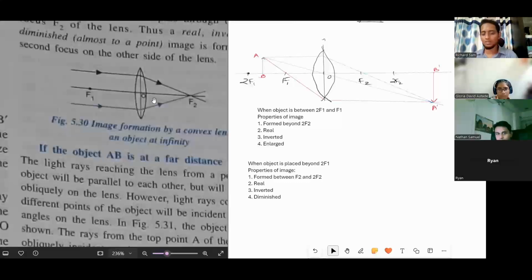Yeah, see, this is the diagram for that. When you're drawing the object at infinity, you can't draw the object because it's at infinity. So you will just draw 2 parallel lines. You're using only that one rule. Those 2 parallel lines will meet at f2. So that means at f2 you will get the image. So here, when the object is at infinity, where is the image formed? At f2. What are the properties?